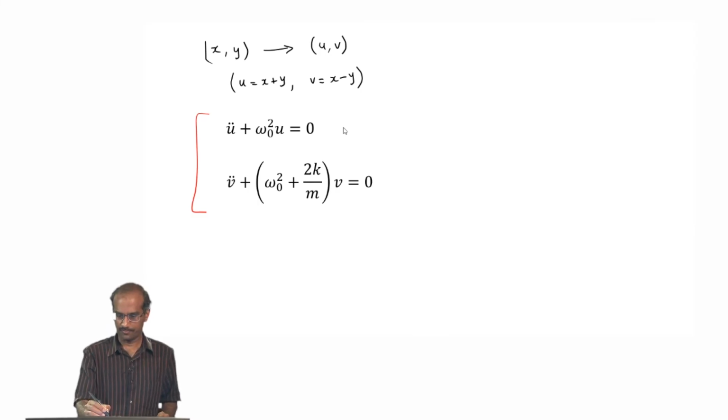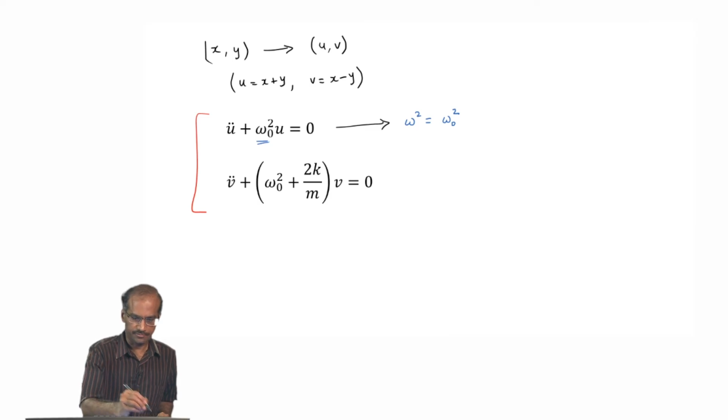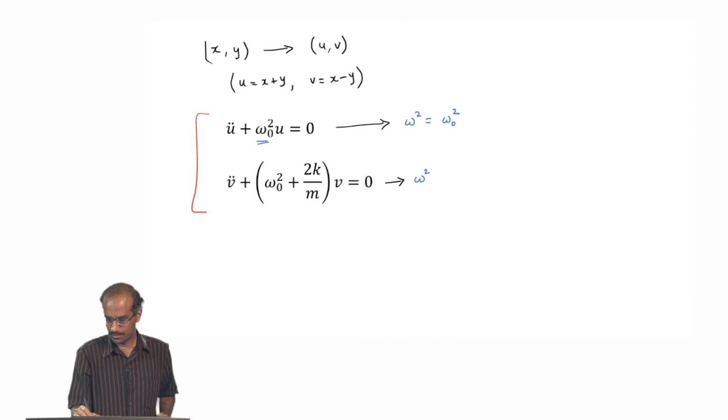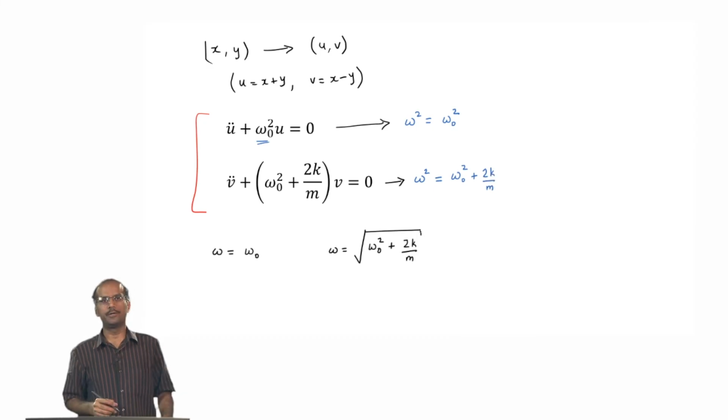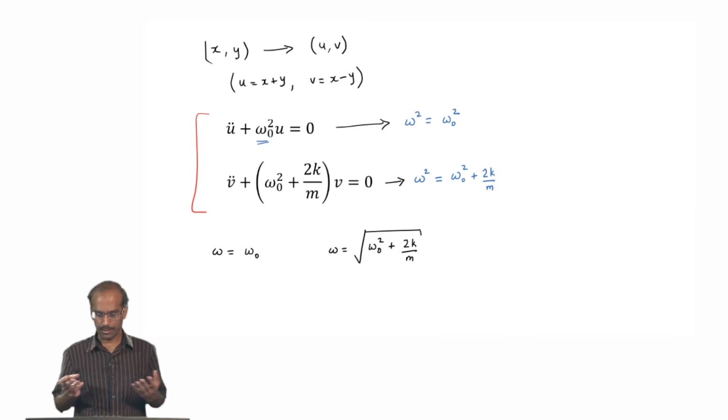In the case of this equation, the frequency omega square is simply equal to omega 0 square, the quantity that sits here. And in the case of this equation, omega square is equal to omega 0 square plus 2 k by m. You will notice again, as a cross check, you can set k equal to 0, meaning that the spring constant is 0, there is no spring at all in the first place.